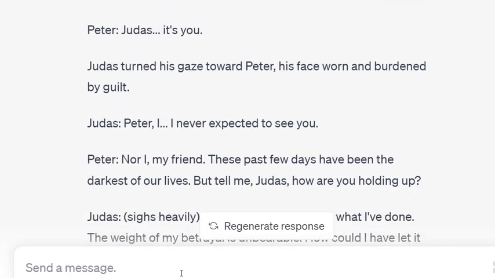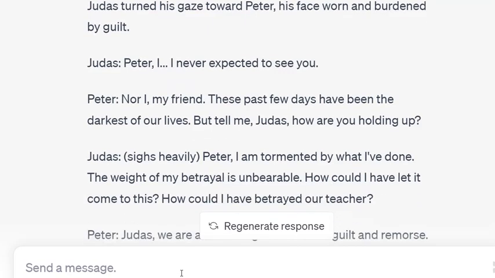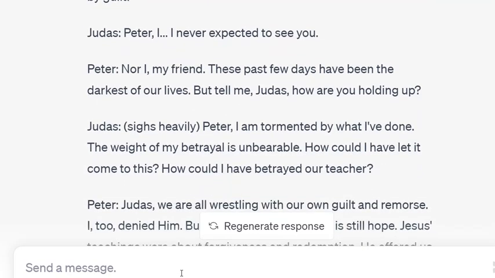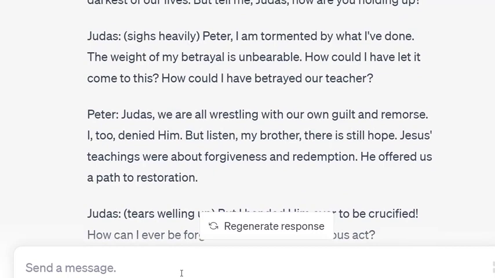As Peter walked along the road, his heart heavy with grief and confusion, he noticed Judas approaching from a distance. Peter hesitated for a moment, unsure of what to say, but feeling compelled to address Judas, he mustered the courage to speak. Peter says, "Judas, it's you." Judas turned his gaze towards Peter, his face worn and burdened by guilt. Judas says, "Peter, I never expected to see you." And then Peter replies, "Nor I, my friend. These past few days have been the darkest of our lives. But tell me, Judas, how are you holding up?" Judas sighs heavily. "Peter, I am tormented by what I've done. The weight of my betrayal is unbearable. How could I have let it come to this? How could I have betrayed our teacher?"